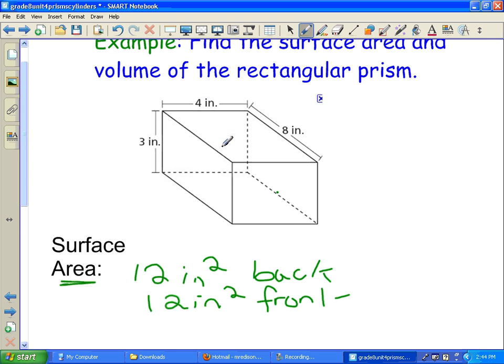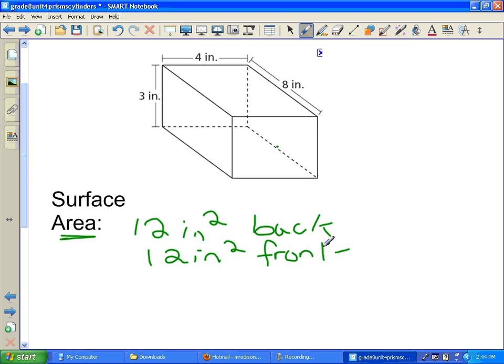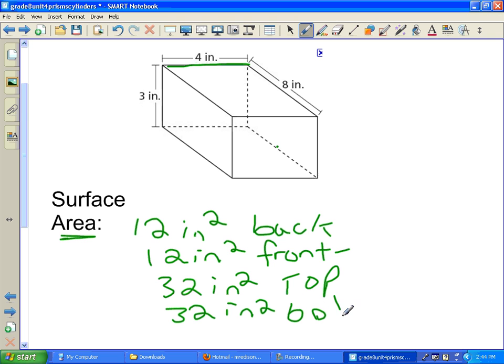Now let's do the top, which will also be doing the bottom. The area of the rectangle on the top is going to be 4 times 8, which is 32 inches squared for the top. So it's going to be 32 inches squared for the bottom.